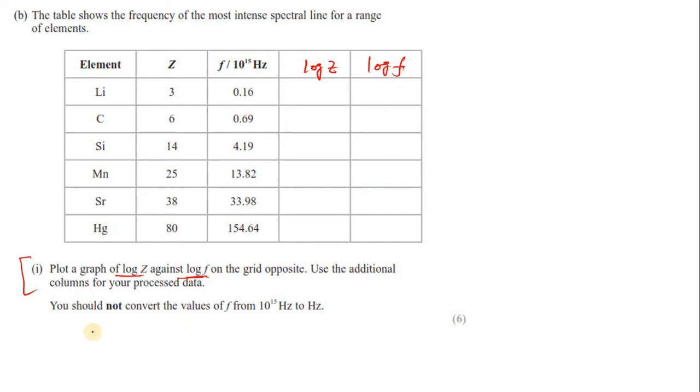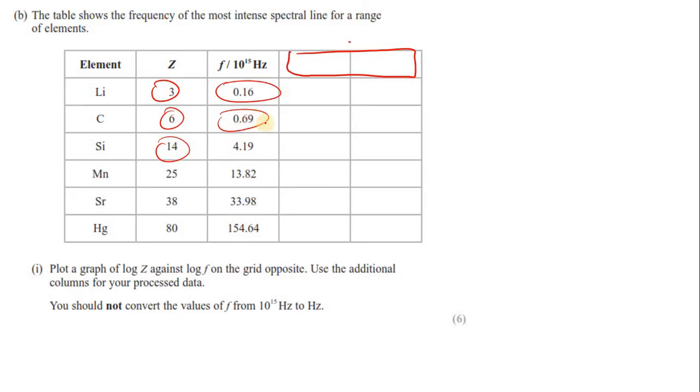They are saying in the instruction, you don't need to convert 10 to the power 15 hertz to hertz. You leave it in 10 to the power 15 hertz. So you just use your calculator to calculate the log of each value of Z and write it in the first column, and log of 0.16, log of 0.69, and you write in the second column. Make sure that you fill the headings with proper units. Do not forget, because headings are not given. This is the heading column. This is the heading column.